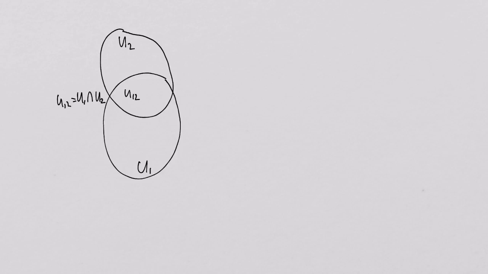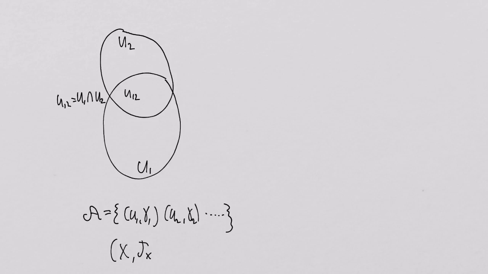These are two charts. The atlas A consists of U1, gamma 1, U2, gamma 2, and a whole bunch of other charts, say. These are only two charts. So this atlas covers some topological space. In fact, the topological space will be X, Tx, and it'll have its atlas A. And this atlas has a lot of charts, but we're going to just look at two of them. The two charts we're looking at have an intersection.